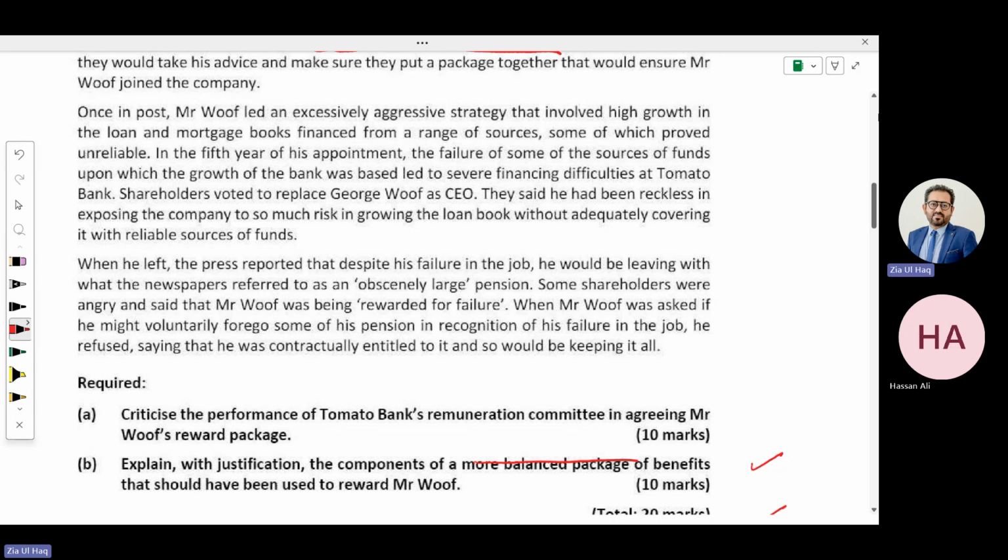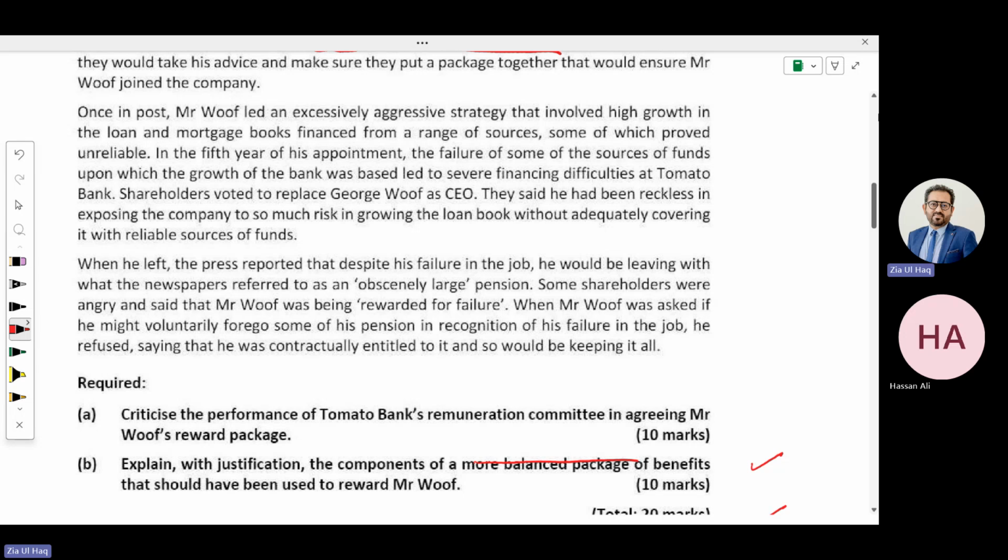He put the company into risk. Company suffered so much losses because of his aggressive, risky strategies. So shareholders have kicked him out. They said he had been reckless in exposing the company to so much risk, in growing the loan book without adequately covering it with the reliable sources of funds. And he recklessly involved company into risky projects. That's why company has suffered. So they have kicked him out.